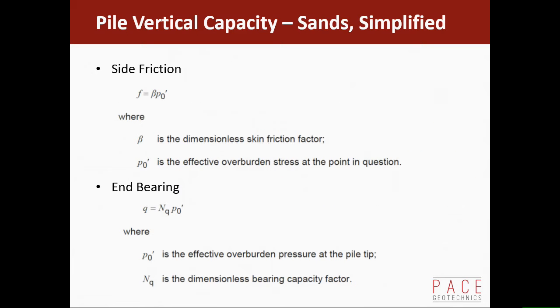For sands, it's a similar process of calculating the end bearing and the side friction, and with some factors. Beta is the dimensionless skin friction factor, P naught is effective overburden pressure, so that's the weight of the soil. So if you're 10 metres down and the submerged unit weight of the soil is 10 kilonewtons per cubic metre, your effective overburden pressure is 100 kilonewtons per metre squared. Okay.